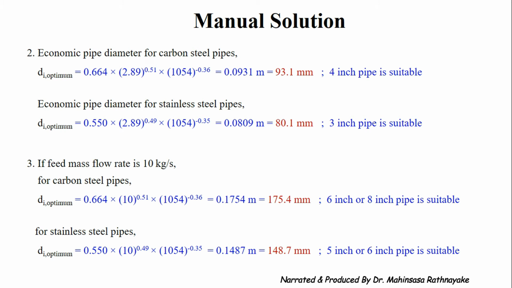The answer for question number 3. If the feed mass flow rate is 10 kilograms per second, in the economic pipe diameter formula only the mass flow rate changes, so that we will receive a higher diameter. For carbon steel pipes we receive 175.4 millimeters, so that we can suggest 6-inch or 8-inch pipe is suitable. For stainless steel pipes we receive 148.7 millimeters, so that we can suggest 5-inch or 6-inch pipe is suitable.